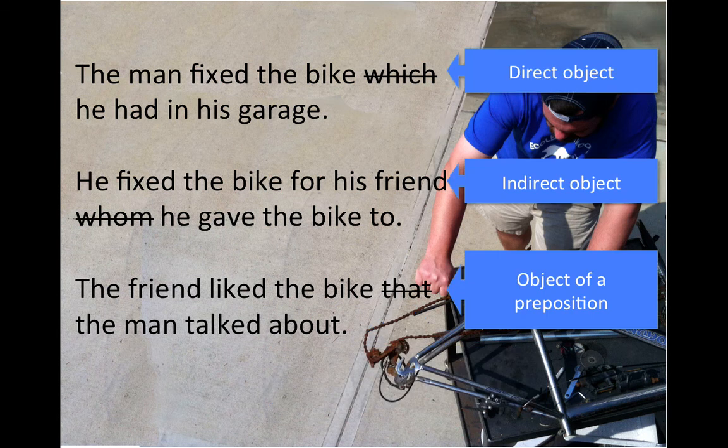All three of these cases, whether the relative pronoun is a direct object, an indirect object, or the object of a preposition, in all these cases you can eliminate the relative pronoun to reduce the relative clause or adjective clause. But let's look at some other examples.